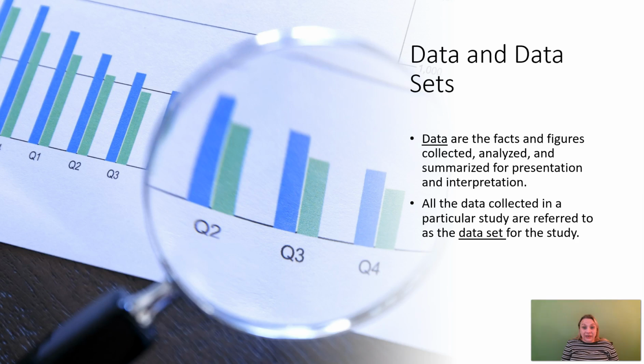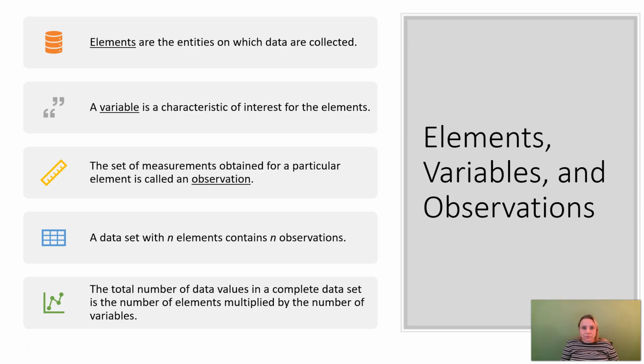All data collected in a particular study is considered a data set for that particular study. So some vocabulary words. We have elements, which are the entities on which our data are collected. A variable is the characteristic of interest for those elements. The set of measurements for that particular element is called an observation. And a data set with lowercase n elements contains n number of observations.